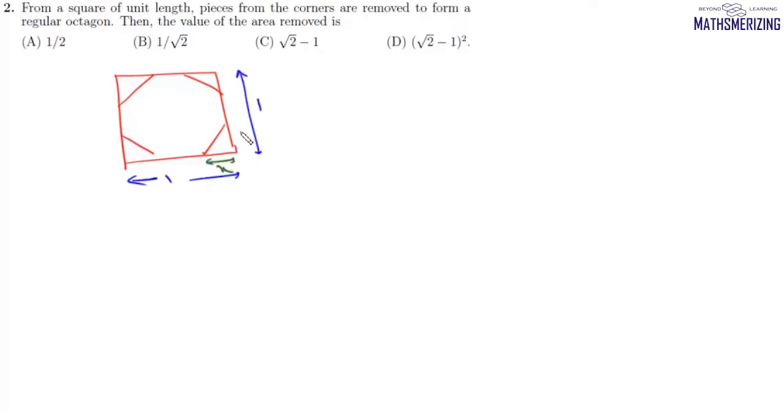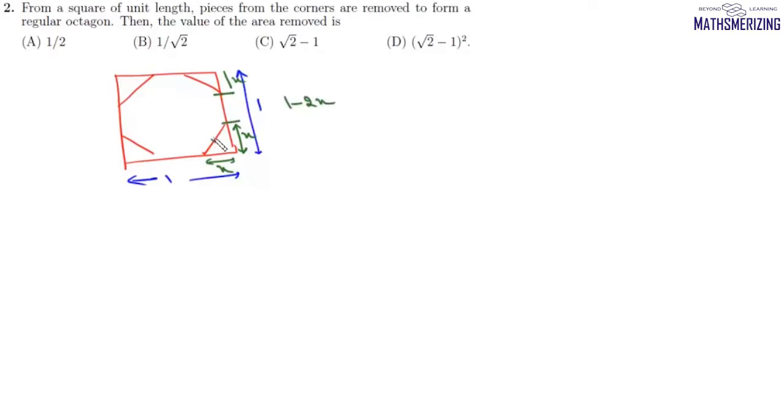Now the question is, from a square of unit length, pieces from the corners are removed to form a regular octagon. Find the value of the area removed. Now we have this square, and then we have removed 4 corners to form this octagon. The length of the side of the square is 1 unit. Suppose we have removed triangles with legs of length x unit. Now this is x and this is also x. So the length of this side will be simply 1 minus 2x.